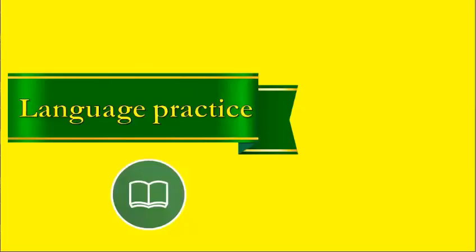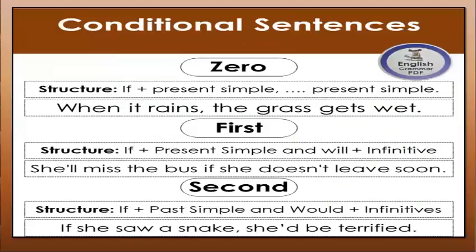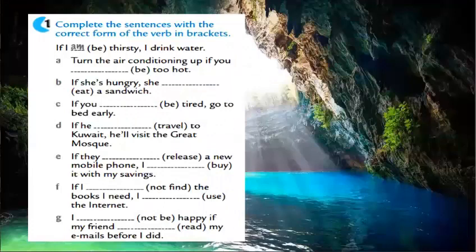So let's get started. Here, let's remember together, we have three forms of if conditional: 0, first, and second. Concentrate on the last one, the second, because it's about this exercise now. If plus past simple and would plus infinitive. Complete the sentences with the correct form of the verb in brackets.